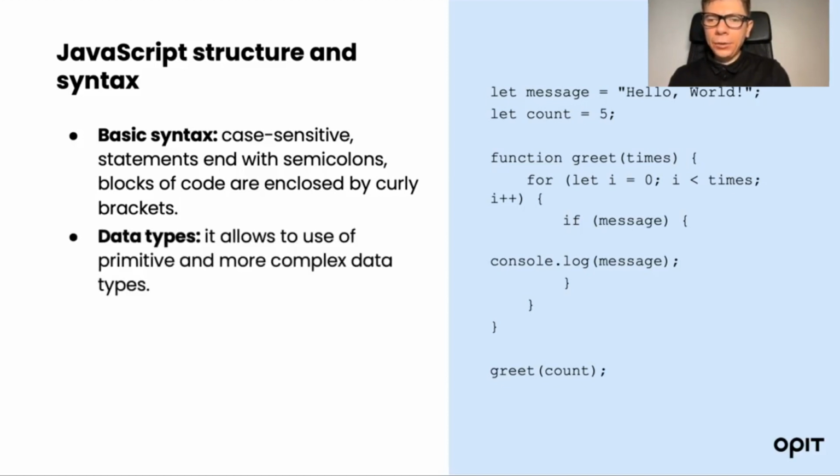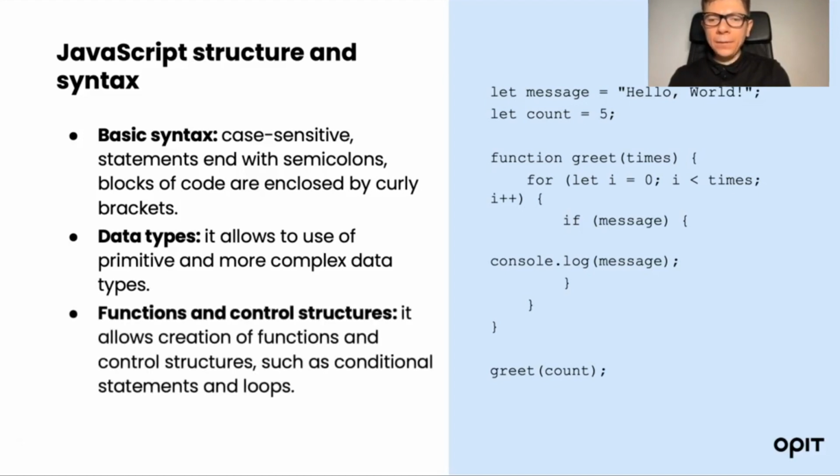It allows the use of primitive and more complex data types. And on the right-hand side, you see in the code we have two variables declared. One is a text or character variable, and another is a numeric variable. And the type declaration is through the way in which the content, the value of the variable, is presented.